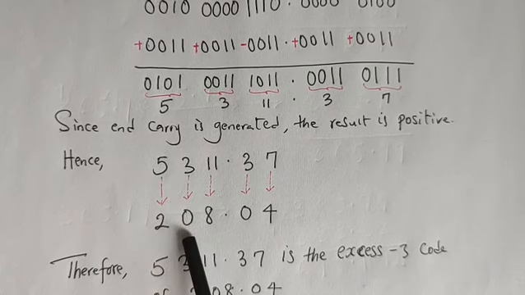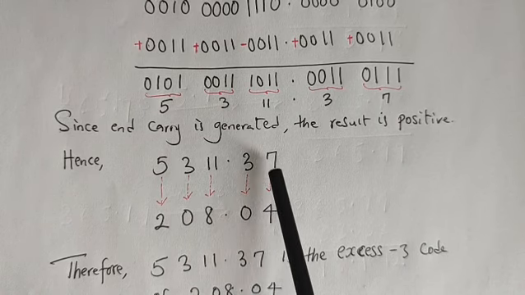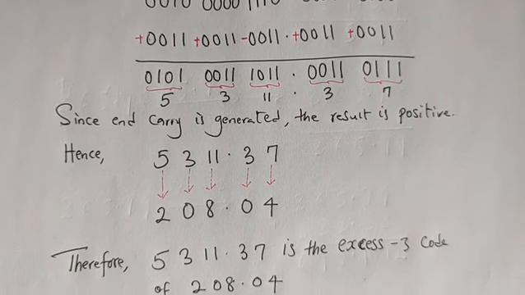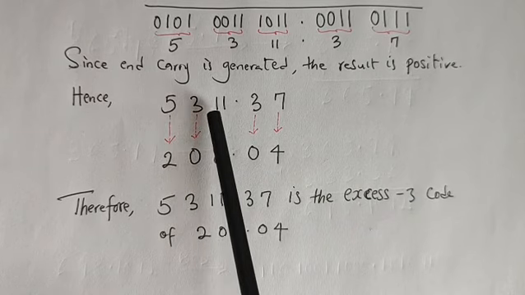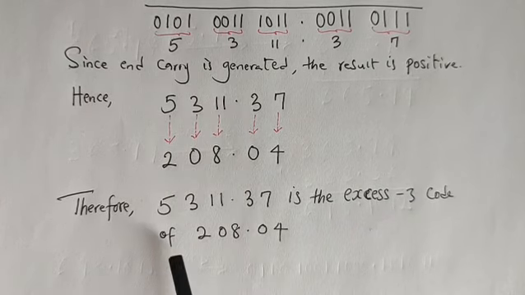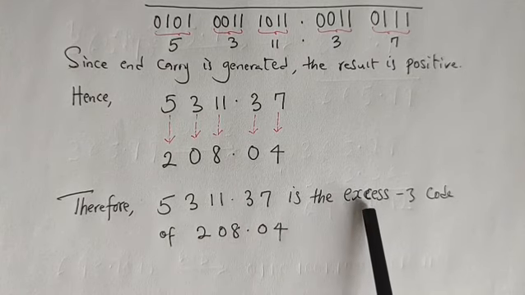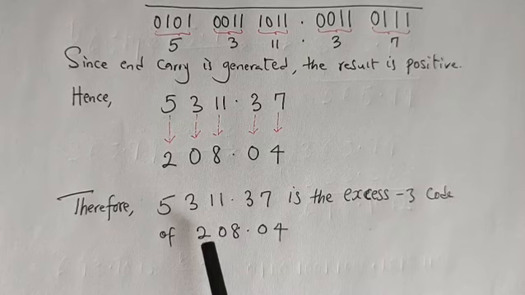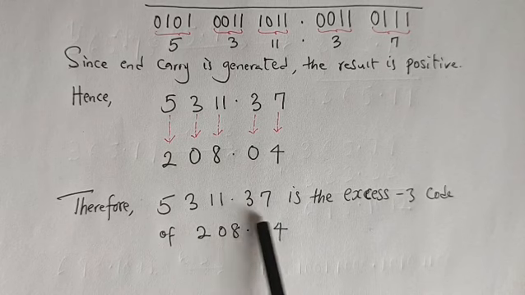If we subtract 3 from 3, we're going to get 0. If we subtract 3 from 11, we're going to get 8, dot. If we subtract 3 from 3, we're going to get 0. If we subtract 3 from 7, we're going to get 4. So in that case, 5311.37, which is this 5311.37, is nothing but the SS3 code of 208.04. So this result is nothing but the SS3 code of this result.